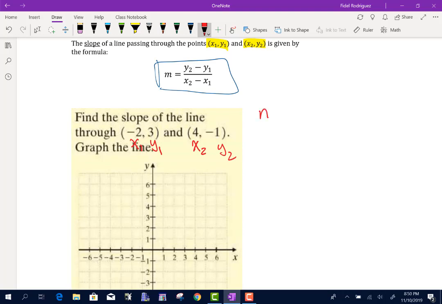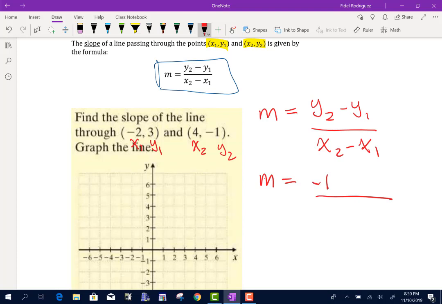So the only thing I'm going to do now, guys, is copy down the formula that we have right up here in the box. And then from this point, it's going to be a straight plug and chug type of formula. So let's see if we can do this. y2 is the number -1. Then there's a minus. y1 is the number 3. x2 is the number 4, minus x1 is the number -2. So I'm going to put that in parentheses.